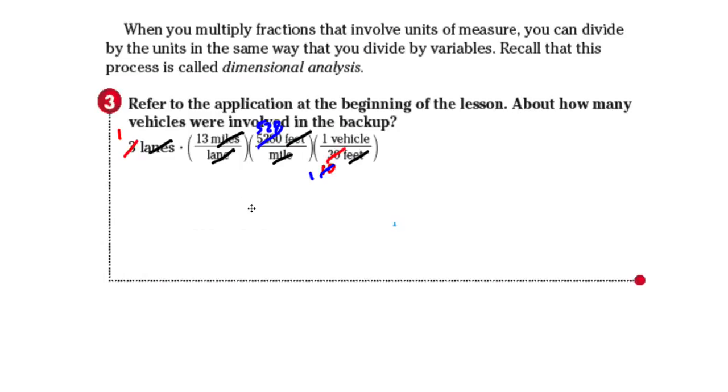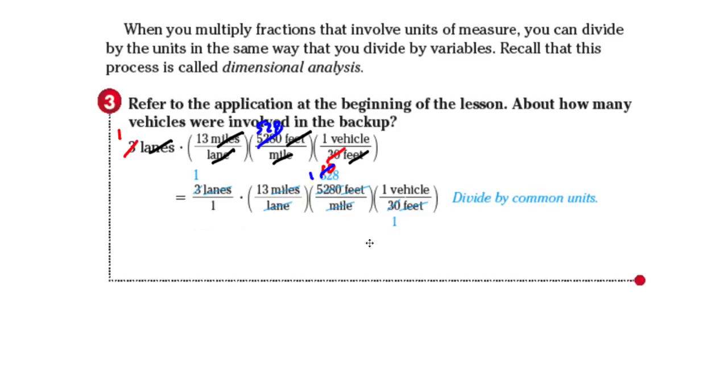And if you notice, if you do that, this is what happens. You end up with multiplying 528 by 13. And the only unit left is vehicle. All the other units have been canceled out. So you're left with 13 times 528, which will give you 6,864 vehicles. So the backup involved around 6,900 vehicles, rounded to the nearest hundreds place.